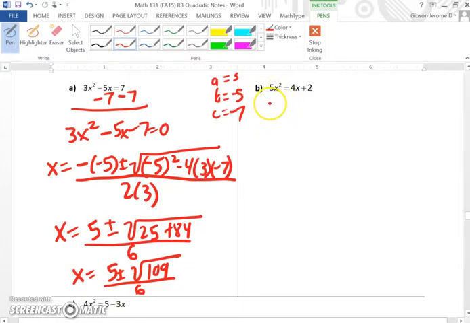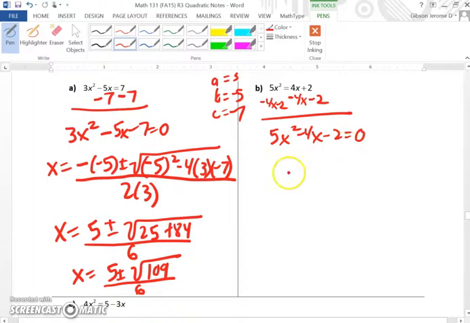Now if you look here at B, we must get all the values over to one side. And it also has to equal 0. And one other thing, your x squared coefficient cannot be negative. So we're going to subtract 4x and 2 on both sides. So we will have 5x squared minus 4x minus 2 is equal to 0. So we have A is 5, B is negative 4, and C is negative 2.